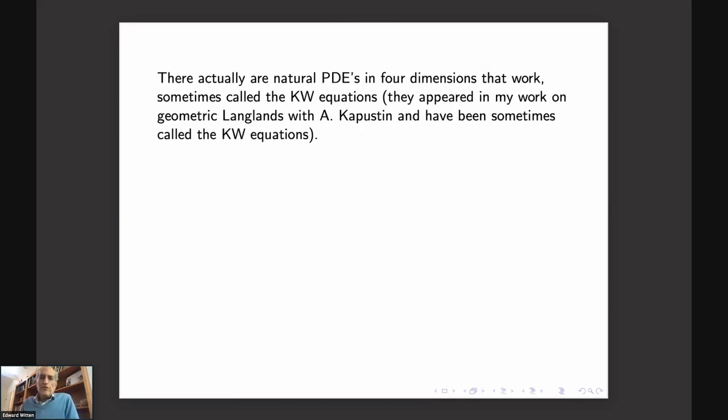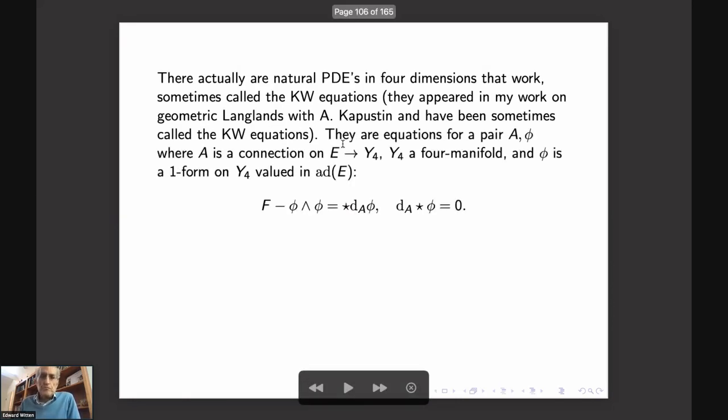But in this case, there actually are natural 4-dimensional PDEs that work, sometimes called the KW equations because they appeared in my work with Kapustin. There are equations for a pair that I'll still call A and phi, where A is a connection on a G bundle over a 4 manifold now, and phi is now a 1-form on the 4 manifold, valued in the adjoint bundle. Anyway, these are the equations. And those are, again, elliptic equations modulo the gauge group.